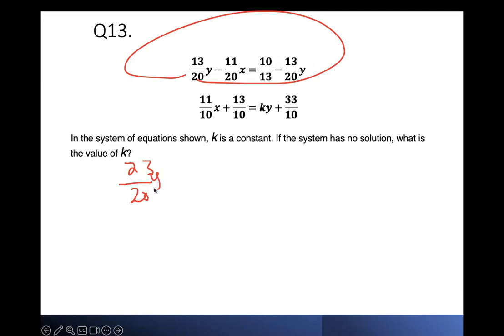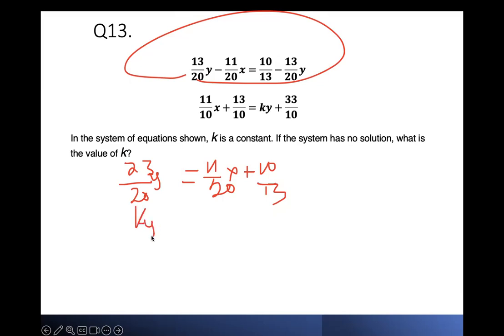20 over y. That's the first thing. Where is the x? Let's go here. Yes, 11 over 20 x. And then the 10 is already there. So you have plus 10 over 13. That's the first equation. Second equation, I have ky.